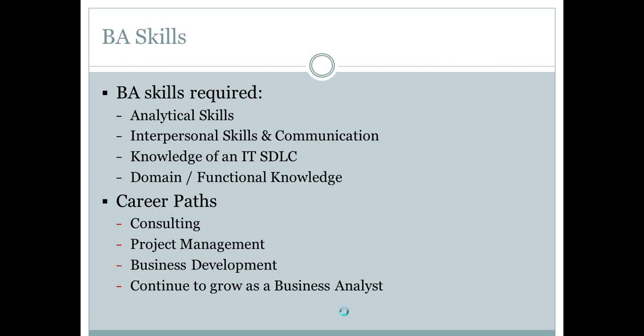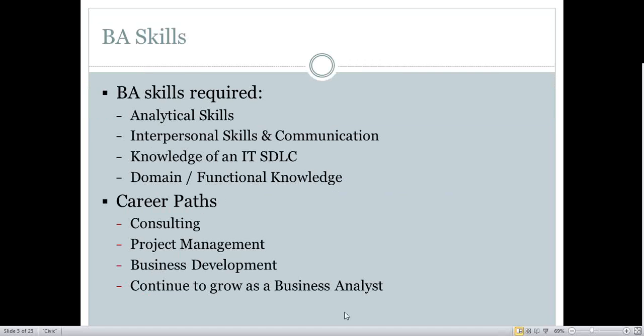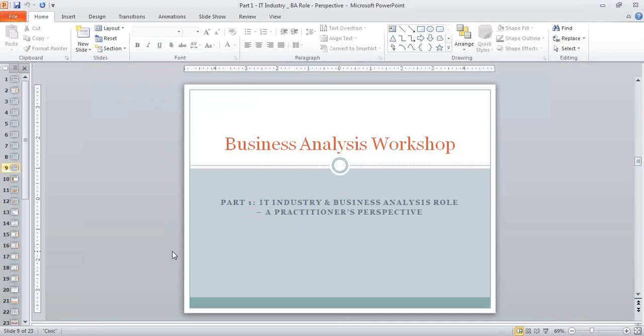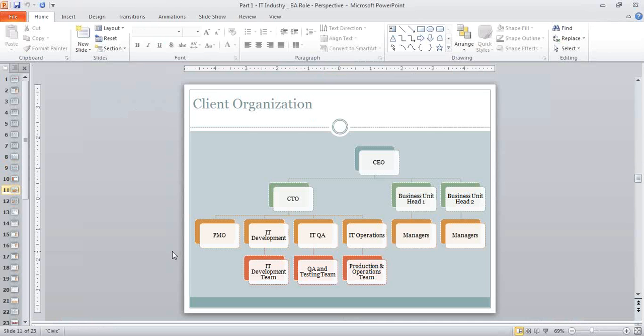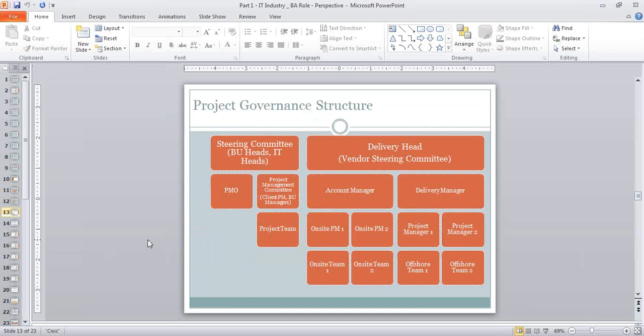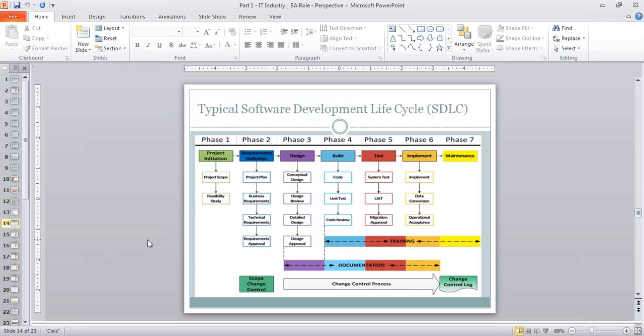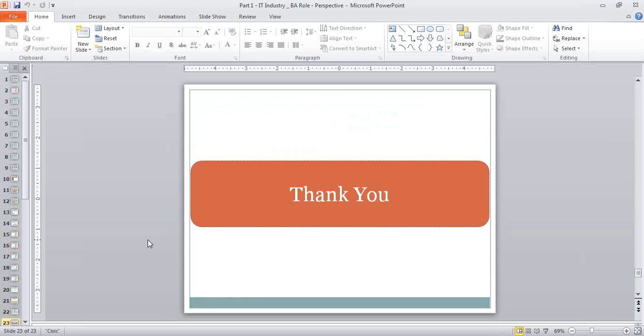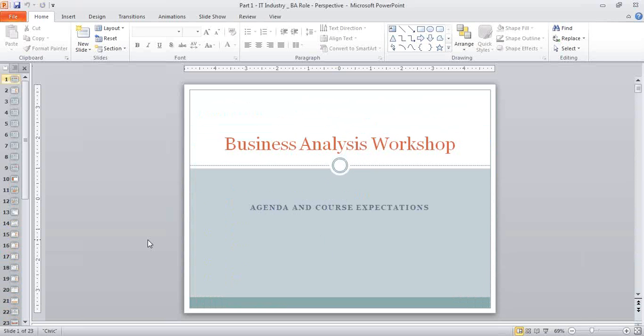Okay. So that's basically what I wanted to cover about the role. In fact, it dovetails into the next topic, which is the industry overview. I explained how a typical client organization is structured, how an IT organization is structured, what a project governance structure is, the steps in SDLC, and the various models of SDLC, right? So that's some context for you.